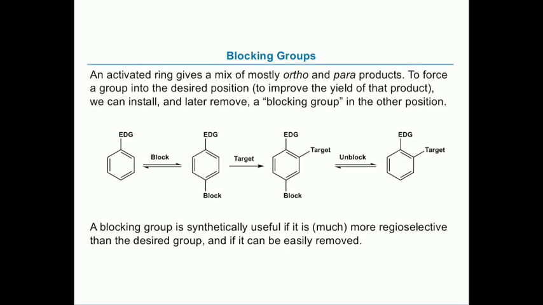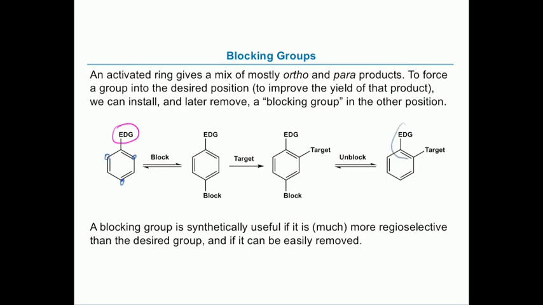Now, a blocking group is something that we can add to a ring, so some type of functionalization. It can be added to the ring in a specific position, which allows us to add some other fragment and then remove this group to give us our final product. This is one way. If you imagine we have something where, let's say this is an electron donating group, it's going to be both ortho and para-selective.